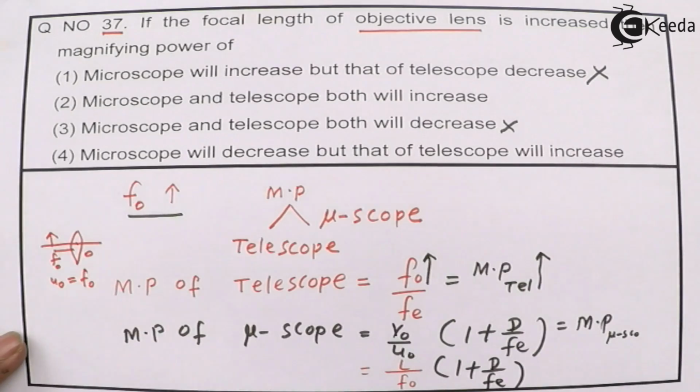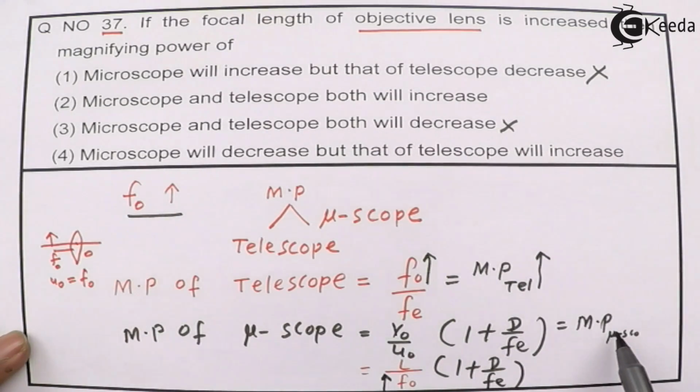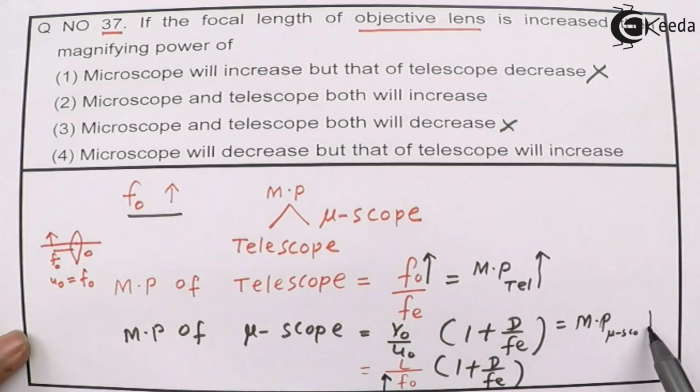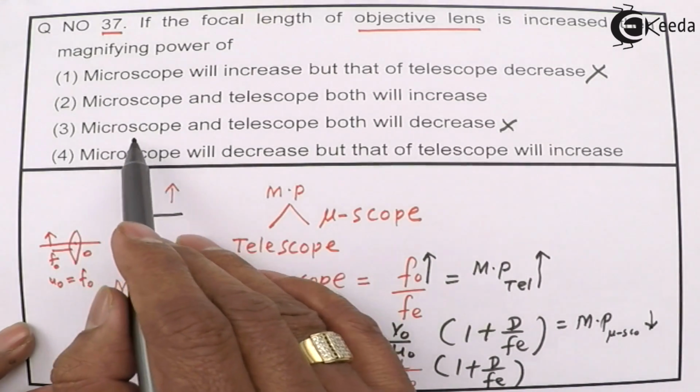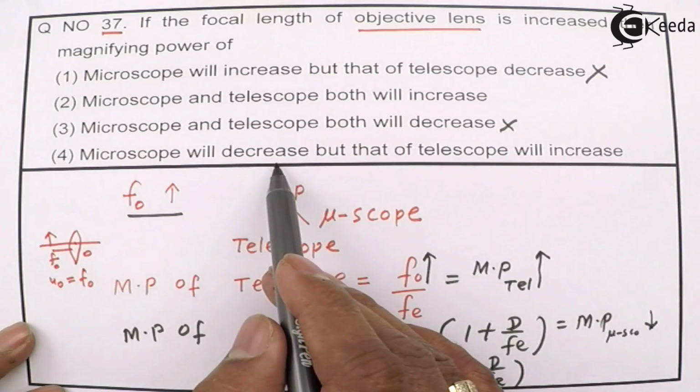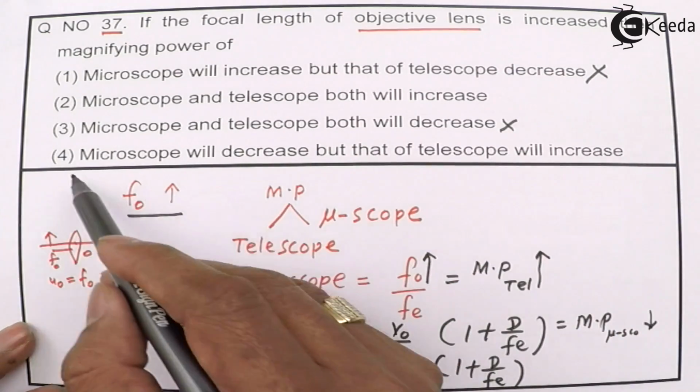then you can see that if FO increases, this will decrease because this is reciprocal. This will decrease. So the magnifying power of microscope will decrease, but that of telescope will increase. Magnifying power of microscope will decrease, this one, but that of telescope will increase, this one. So this is the right answer.